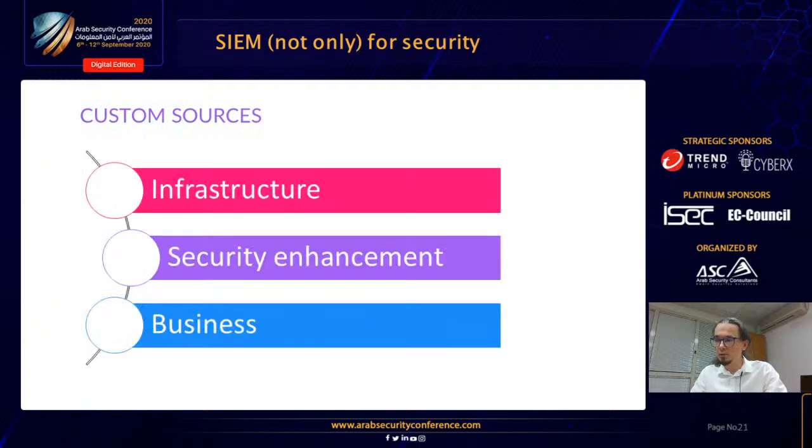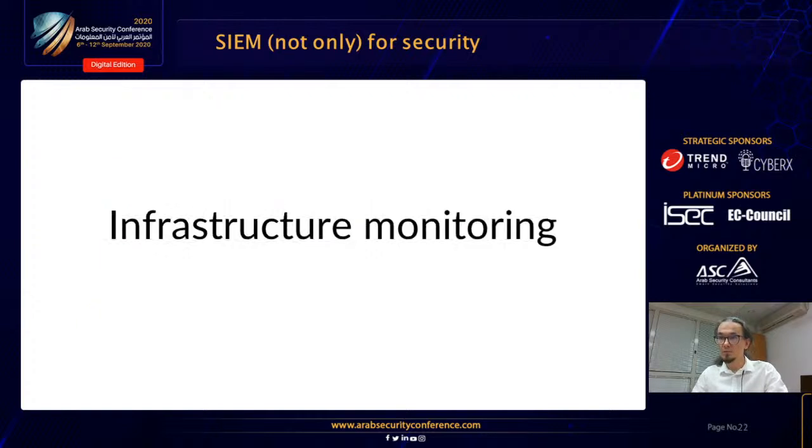So I've grouped those custom sources into 3 general groups, which are infrastructure, security enhancement, and businesses. So let's first look at the infrastructure, meaning that we are looking at, for example, operating system monitoring, which is the CPU usage or memory usage, or hardware monitoring like disk usage and input and output operations of the disks, and so on. So everything related to infrastructure.